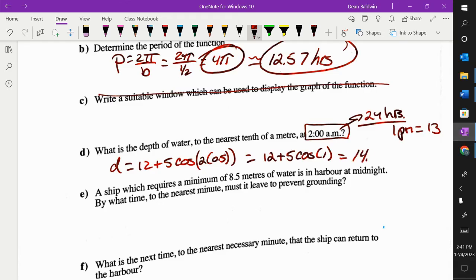14.7. 14.7 what? Meters, because this is depth. Okay, first of all, before we move on, because I forgot to hit record.